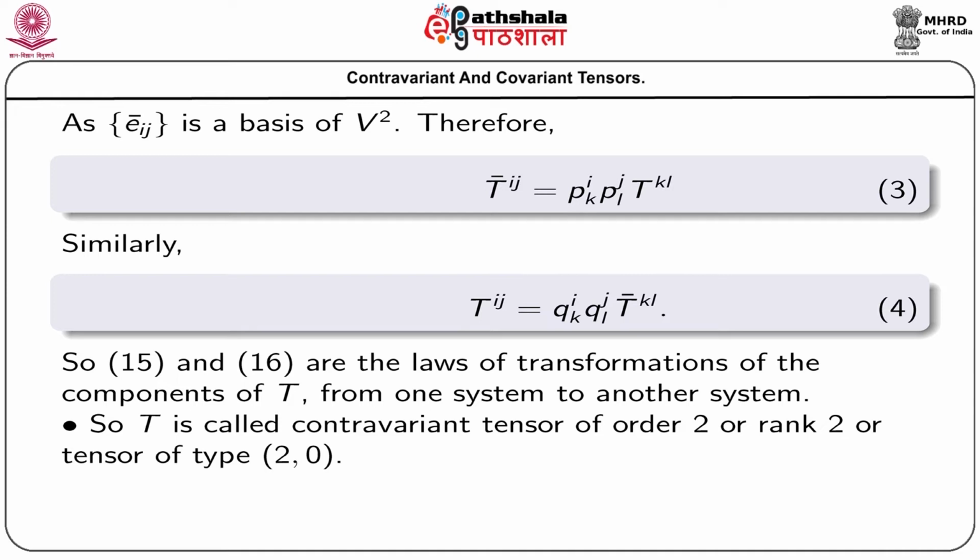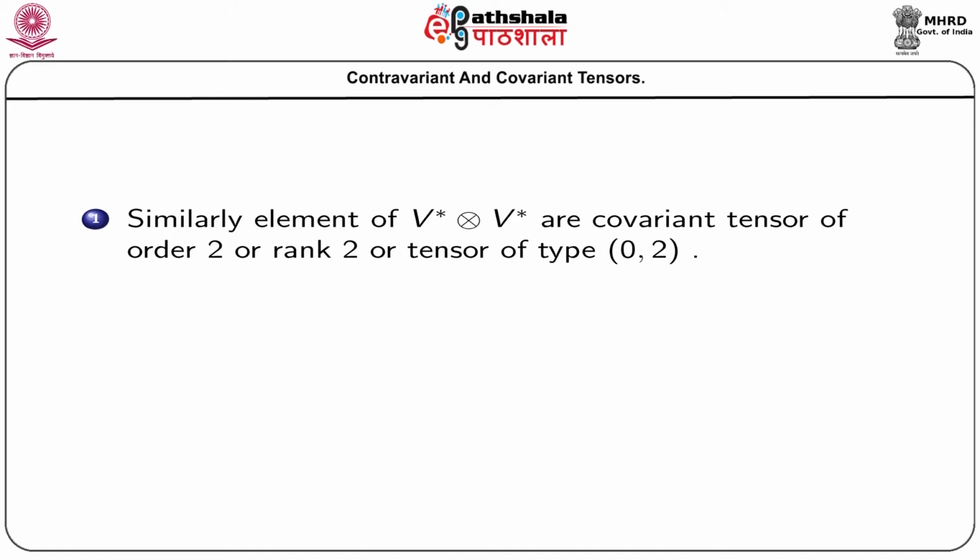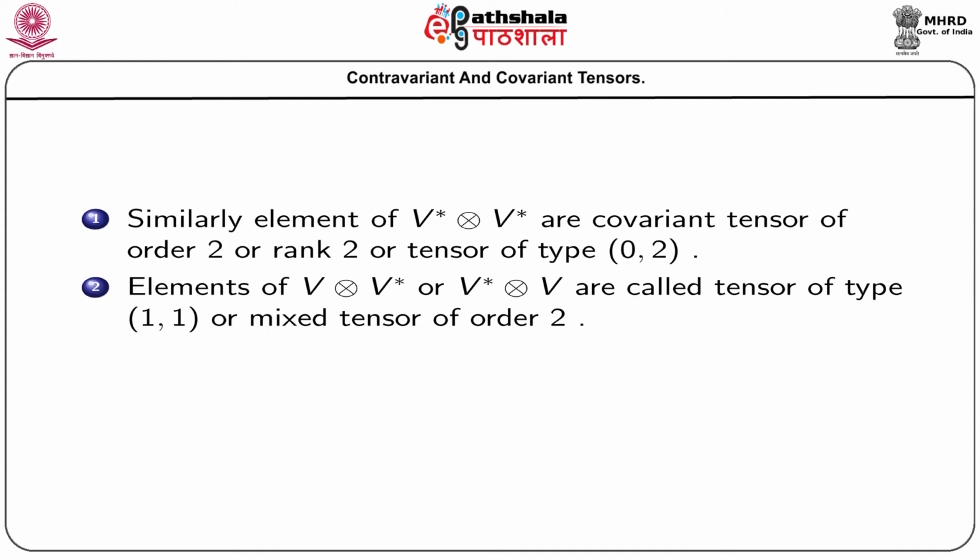So, T is called a contravariant tensor of order 2 or rank 2 or tensor of type (2,0). Similarly, elements of V star tensor product V star are the covariant tensors of order 2 or rank 2 or tensors of type (0,2). And the elements of V tensor product V star or V star tensor product V are called tensors of type (1,1) or mixed tensors of order 2.